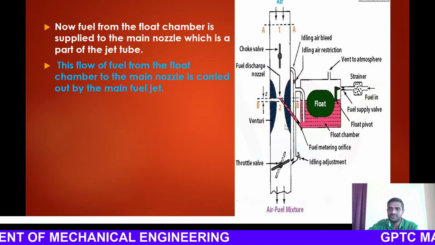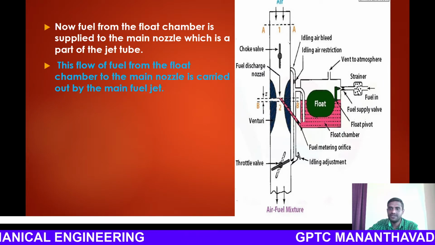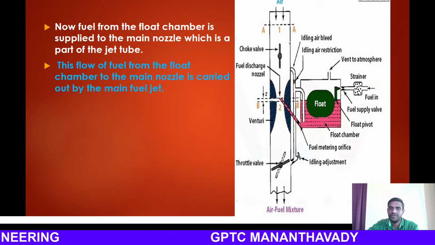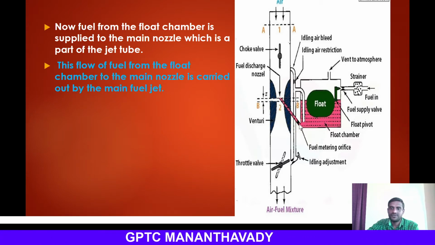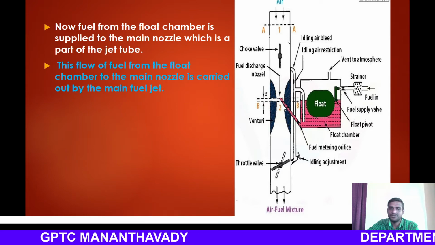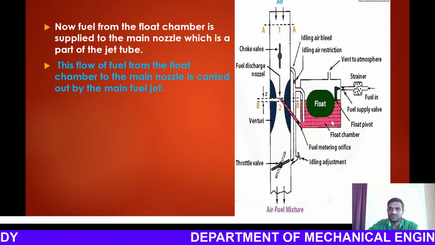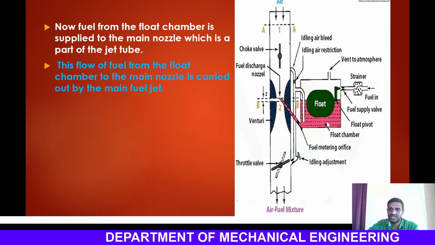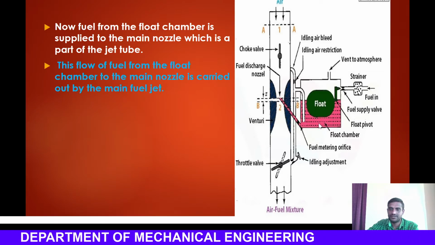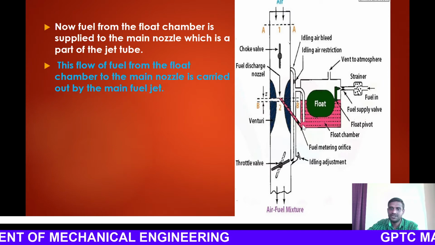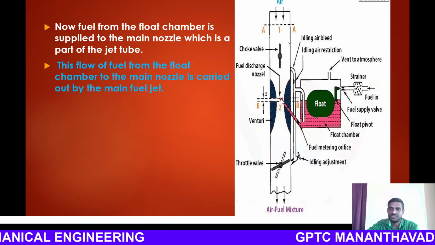There's a main fuel jet provided, and the main fuel jet means the fuel metering orifice. Here you can see the fuel discharge nozzle. This one is the main nozzle. The fuel in this float chamber, okay, this is the float chamber, is directly entered into this venturi area.